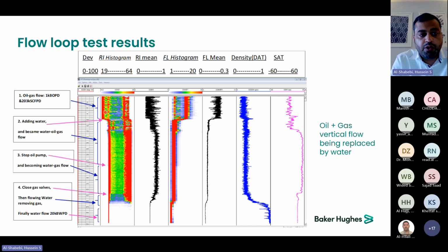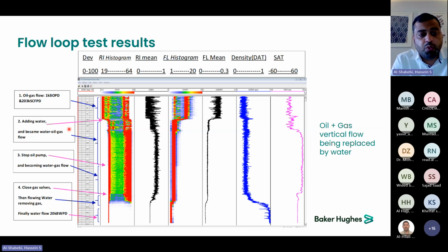So we started by flowing oil and gas, at 1,000 barrels of oil and 200,000 standard cubic feet of gas. As you can see, we have the oil response in the histogram, and also a histogram peak at the gas response, telling us we have two phases in the system. The fluorescence is responding because we have oil in the system, and the density is reading a little higher than the gas value.